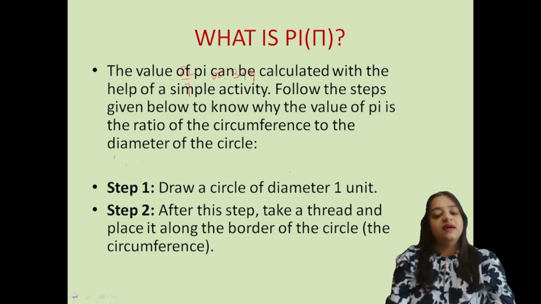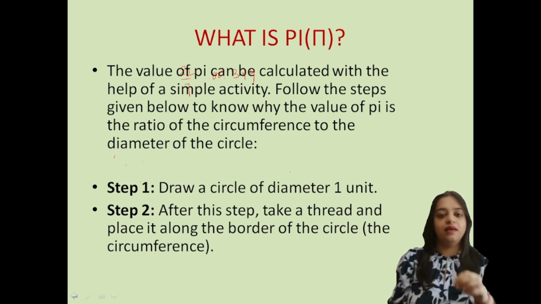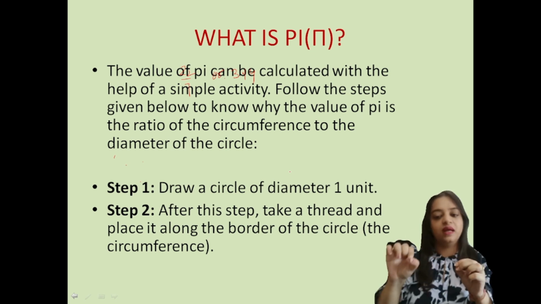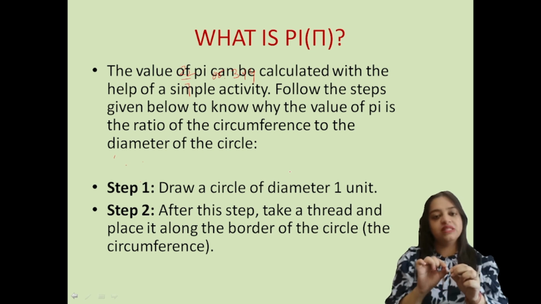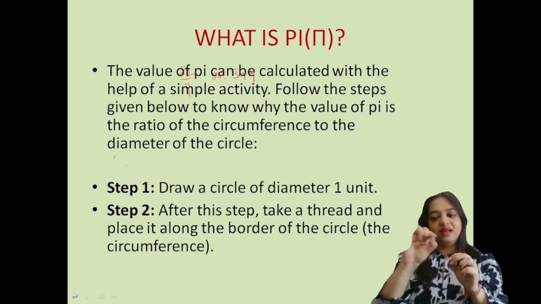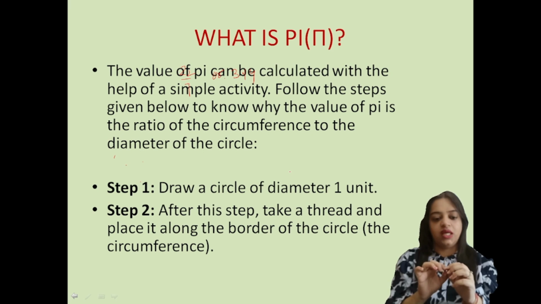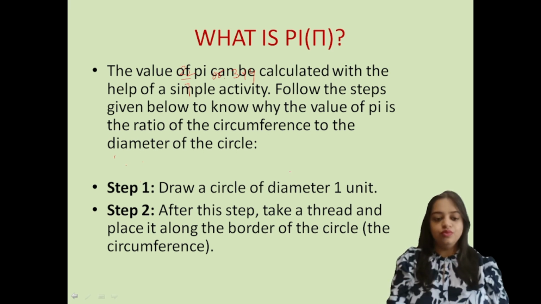इसके बाद आपने क्या करना है, एक थ्रेड लेना है और उस सर्कल के अराउंड उसके बॉर्डर पे प्लेस कर देना है. मतलब सर्कल के एक पॉइंट से उसको स्टार्ट किया, सर्कल कंप्लीट करके वी आर रीचिंग द सेम पॉइंट. एक बार ही वो सर्कल उस थ्रेड से कवर होना चाहिए, राइट. दिस इज योर स्टेप 2.